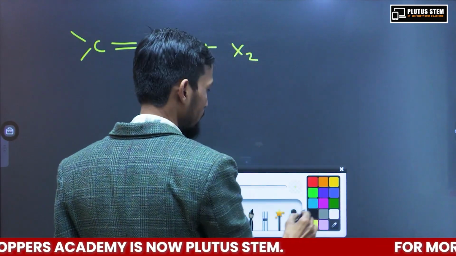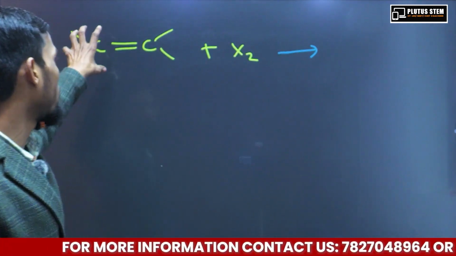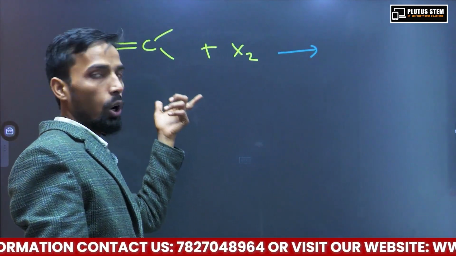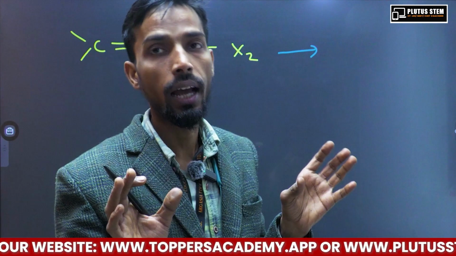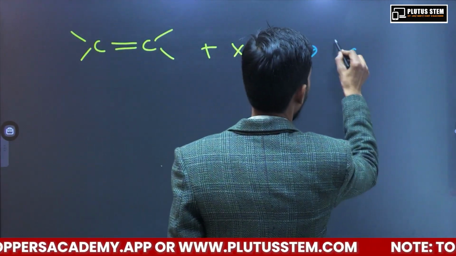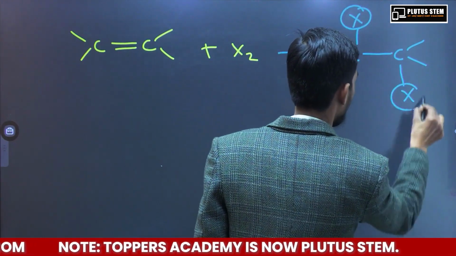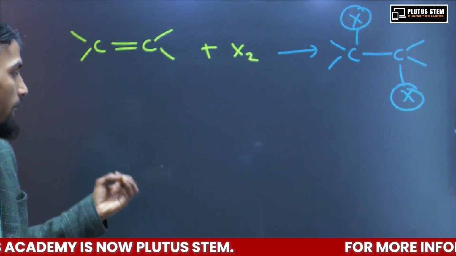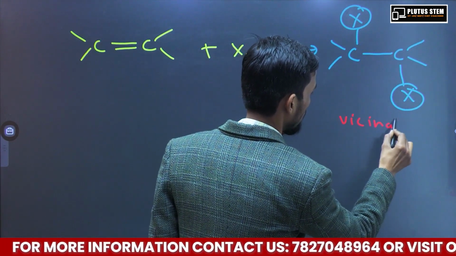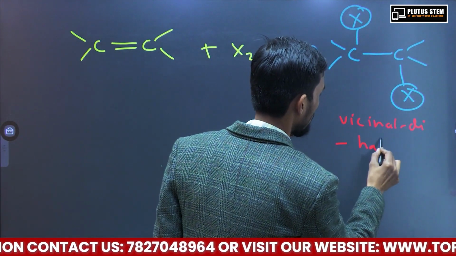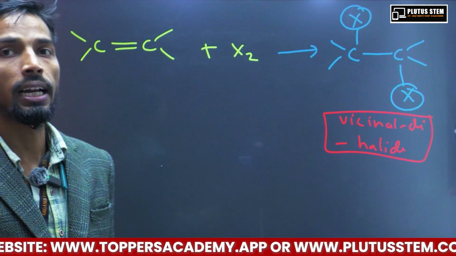So what will happen in the HX part when we were adding this? At one carbon the hydrogen was coming and at the other carbon we were having the halogen, but in this case both the atoms are X only. So at both sides we are going to get halogen only. This type of addition is known as vicinal dihalide.